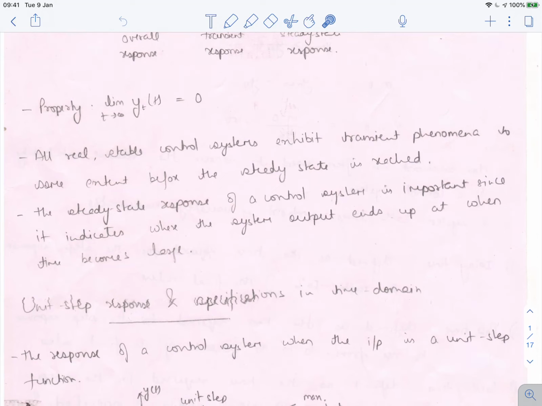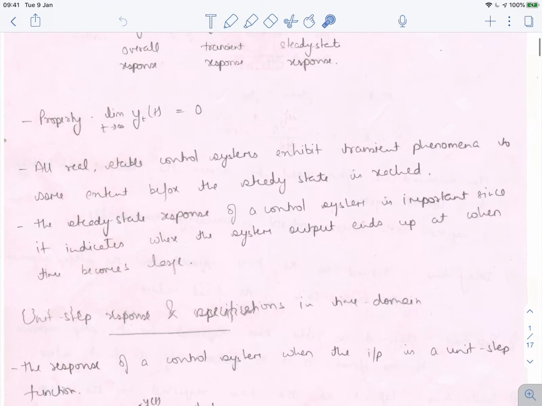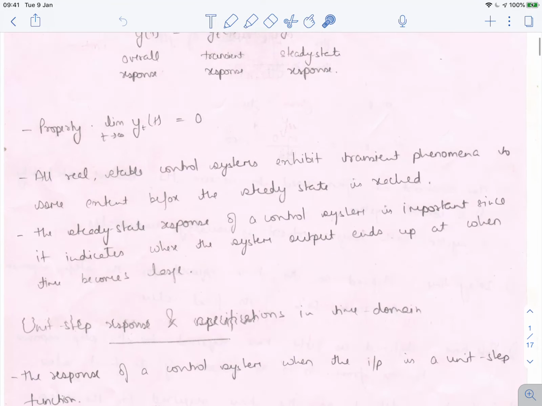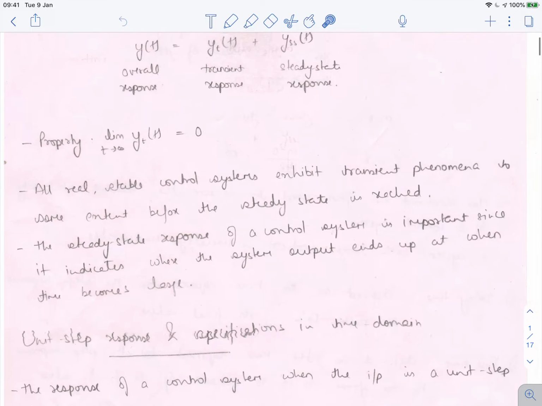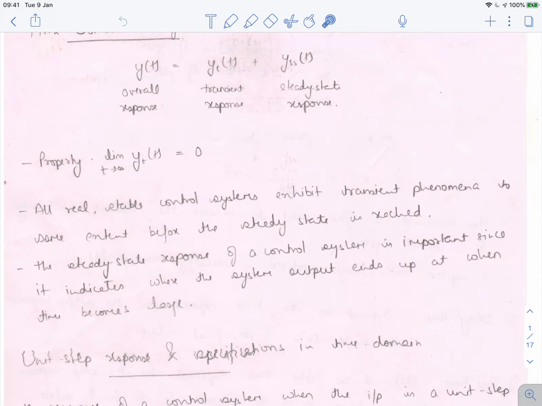Now, all real and stable systems exhibit transient phenomena to some extent before the steady state is reached. Because if the system is unstable, then there won't be any steady state response. The reason is that the response of the system would reach infinity. So, for an unstable system, there is no point in doing the transient response analysis and the steady state response analysis.